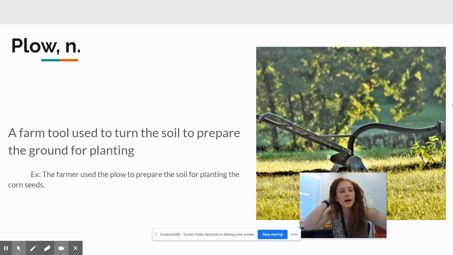And then our last vocabulary word for this lesson is plow. And plow is a noun. A plow is a farm tool that's used to turn the soil to prepare the ground for planting. You guys might have heard this word before in your farming unit last year. A way of using plow in a sentence could be, the farmer used the plow to prepare the soil for planting the corn seeds. And that's a picture of a plow right there.